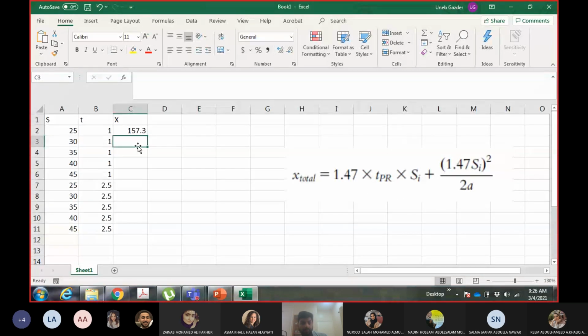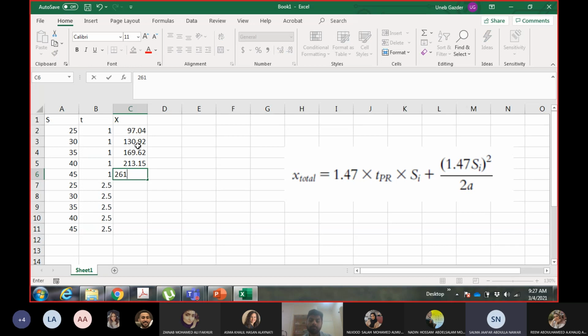So give me these values. The first value is 97.04. 130.92. 169.62. 213.15. 261.49. Now you have to change the time as well.